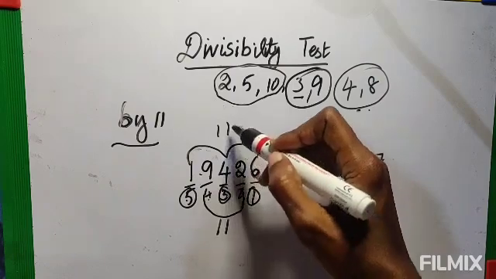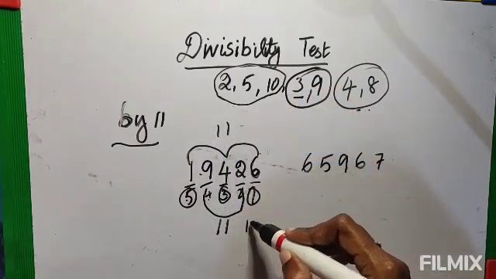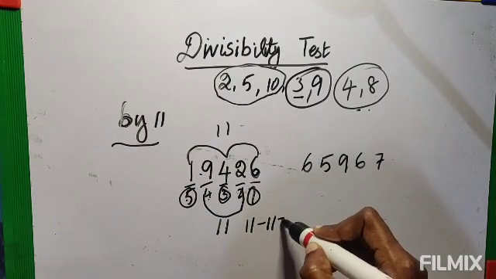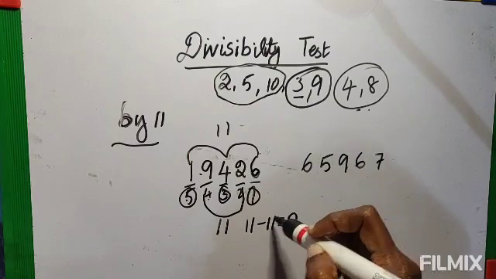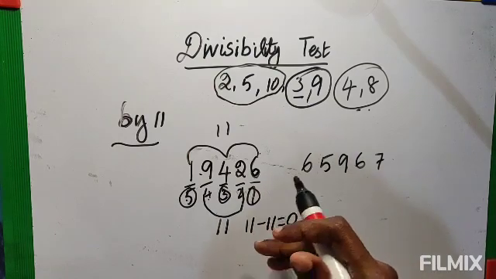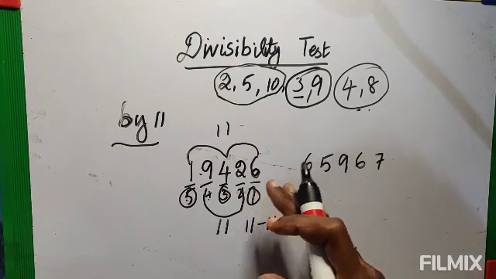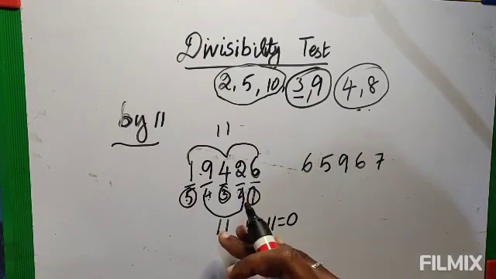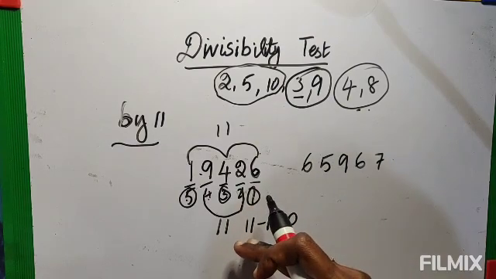So now after adding these two, you subtract. Here is 11 and here is also 11. So 11 minus 11, you get 0. So when you subtract, if you get 0, then it is divisible by 11. You have to add the numbers in the odd number places. Again you have to add the numbers in the even number places. Then you have to subtract. If you get 0, then it is divisible by 11.